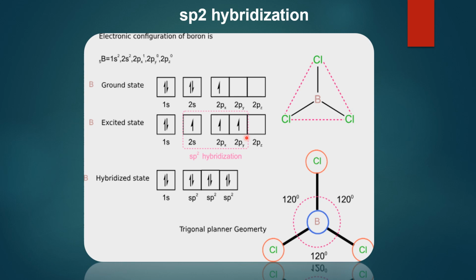All the unhybridized pz orbitals of the 3 chlorine atoms get intermixed with the 3 sp2 hybrid orbitals of the boron atom, which makes 3 sigma bonds. First sigma bond, second sigma bond, third sigma bond. Therefore, the obtained shape of boron trichloride is trigonal planar. It is about the sp2 hybridization.